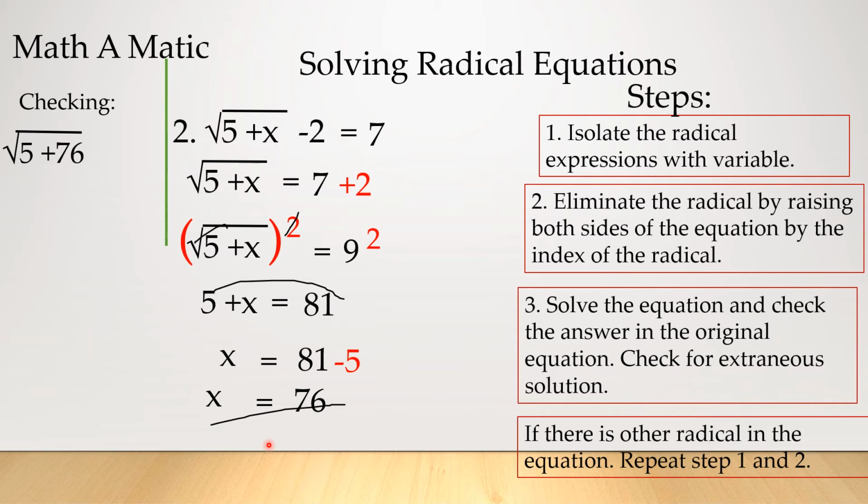So we have the square root of 5 plus x, where x is now 76, minus 2 is equal to 7. So what is 5 plus 76? That is equal to 81. Minus 2 is equal to 7. Now, what is the square root of 81? That's 9. Minus 2 is equal to 7. So 7 is equal to 7. Correct. Okay? So this one again is correct. Therefore, 76 is the solution.